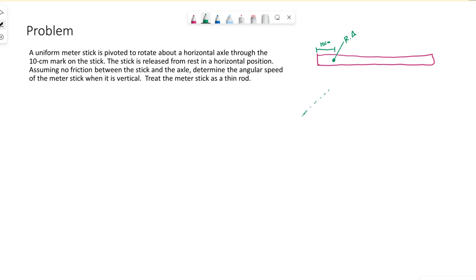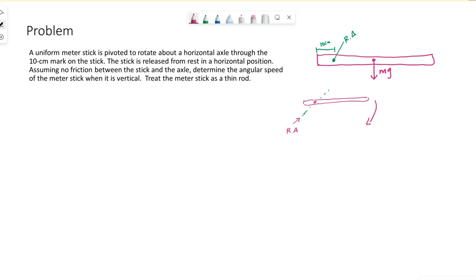So I'm not particularly great at drawing three-dimensionally, but I'll take a stab at it. So this dotted line represents the rotation axis, and then going through the meter stick at the 10 centimeter mark, when I release it, I know the force of gravity is acting in the exact center of the meter stick, and so I know gravity will create a torque that causes this meter stick to rotate downwards.